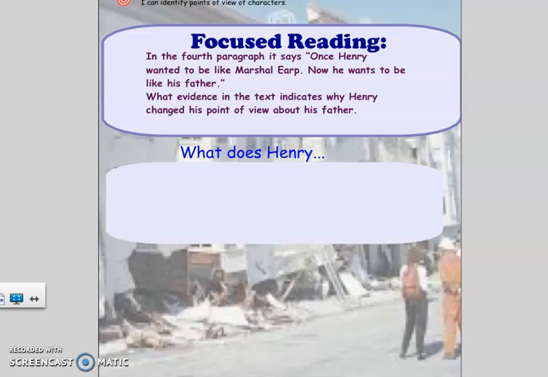In the fourth paragraph, it says, once Henry wanted to be like Marshall Earp, one of his characters in his Penny Dreadfuls. Now he wants to be like his father. What evidence in the text indicates why Henry changed his point of view about his father? Let's think about that now. Take a minute to think about how does Henry's perspective change?